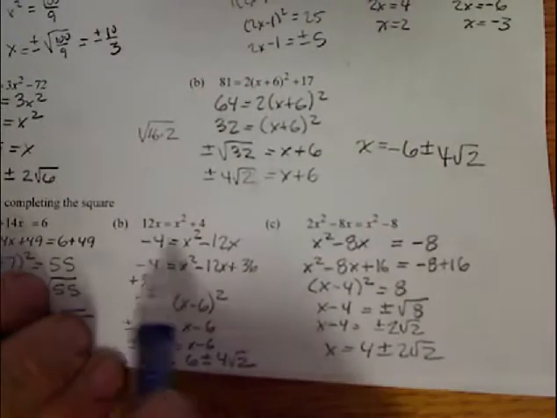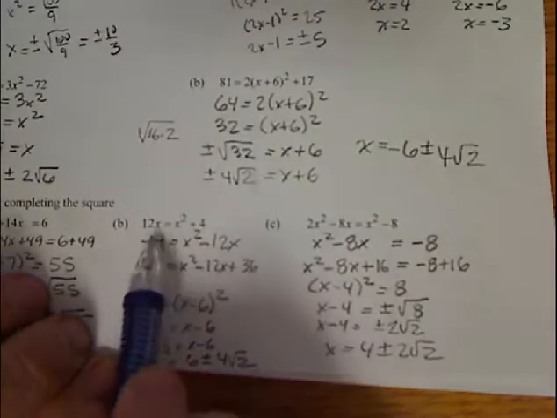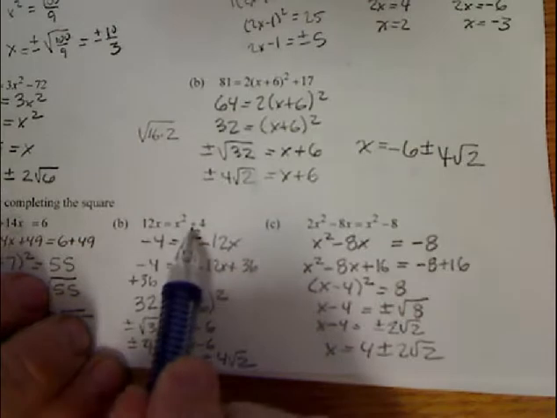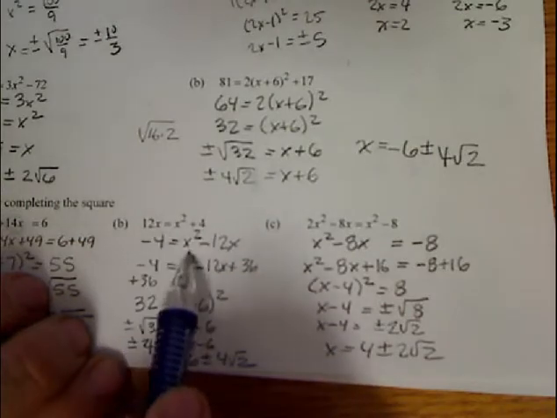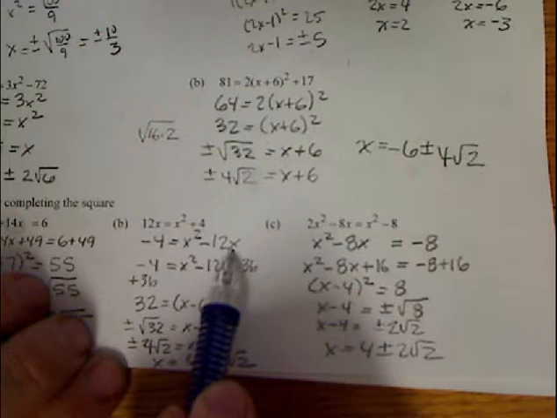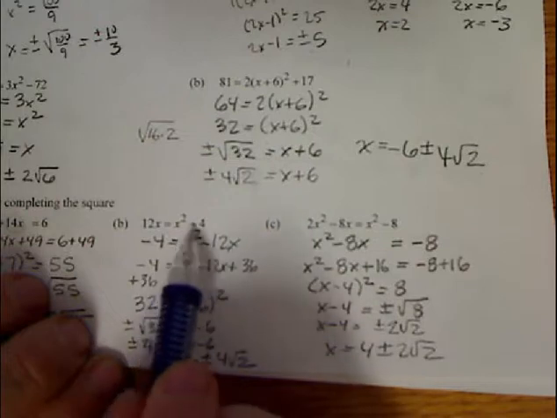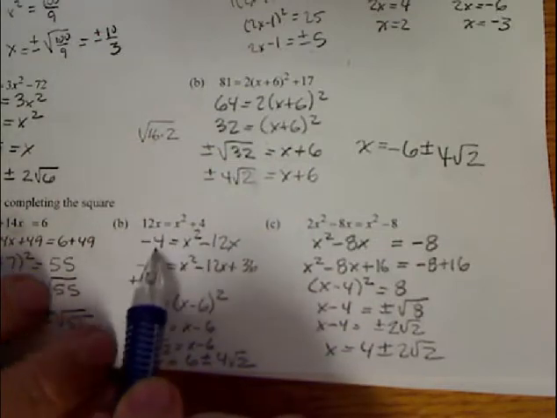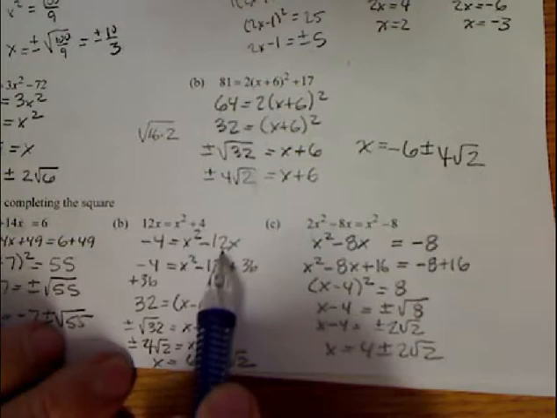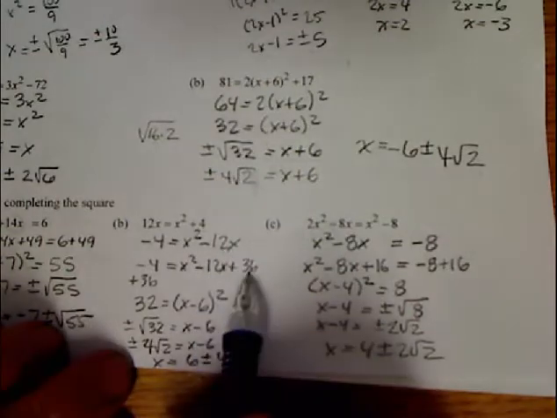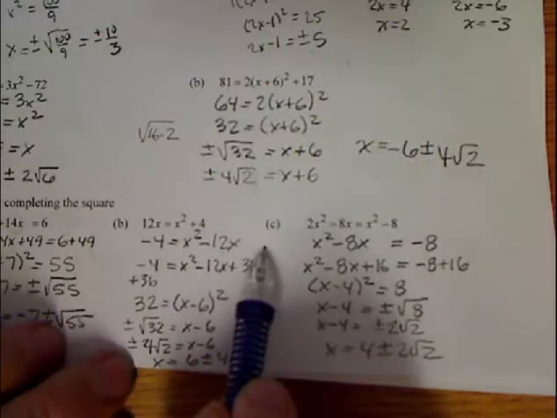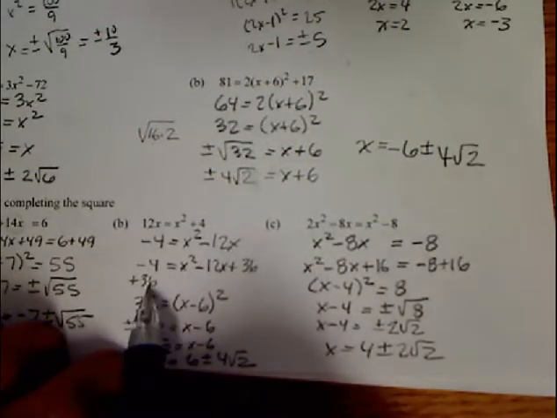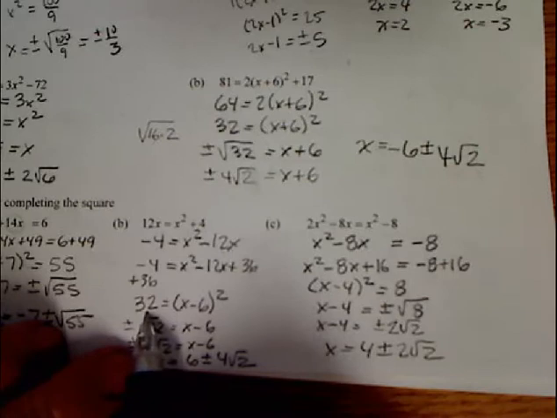Okay, so I need to move a couple things around here. I need to move the 12x with the x squared. I need to move the 4 to the other side. So I got x squared minus 12x is equal to, move the 4 to the other side, negative 4. Half of negative 12 is negative 6. When I square it, I add 36 to both sides. So I just added the 36 right after the 12, and did plus 36 under negative 4. Gives me 32.